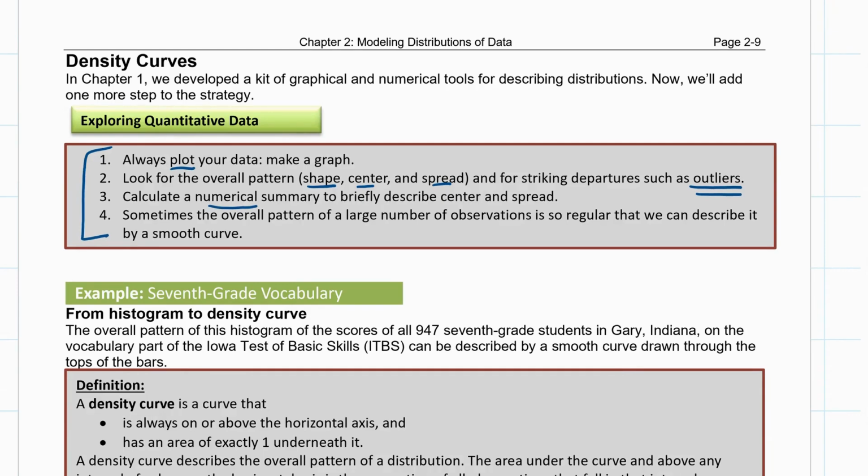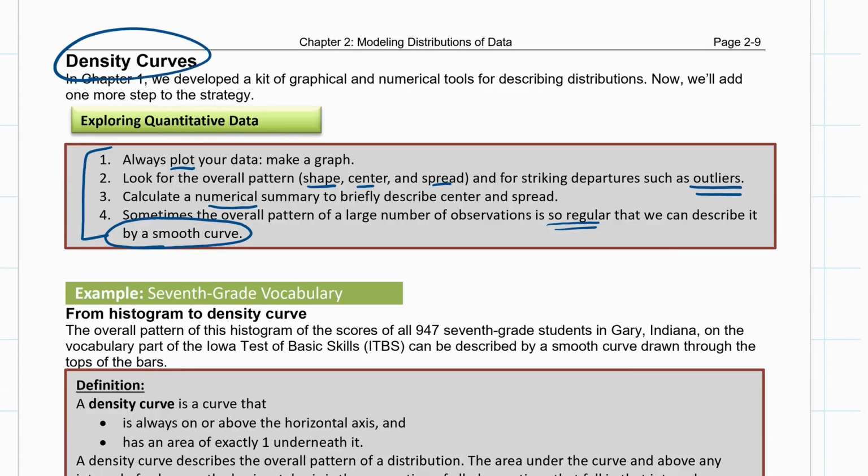Remember, the five-number summary included things like the median and the Q1 and the Q3, which gives us an idea of spread. All right. But most of all, maybe if the overall pattern of observations is very regular, maybe we could describe it by a smooth curve. And that smooth curve is called a density curve.